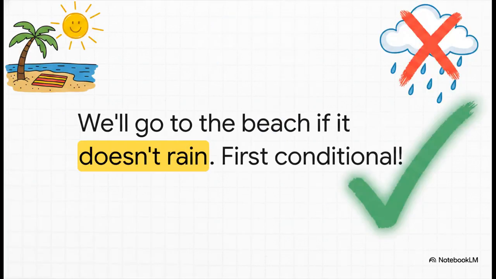And the answer is, we'll go to the beach if it does not or doesn't rain. Fantastic work if you caught that tricky one. That clue, will go, tells us immediately that this is a first conditional sentence describing a highly possible future event. Therefore, the if clause condition has to be in the present simple tense, if it doesn't rain.